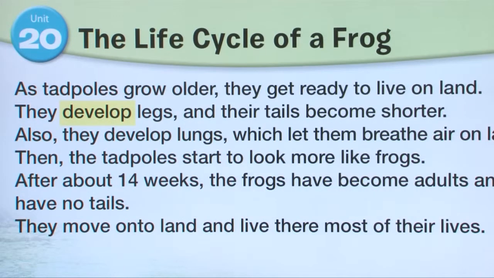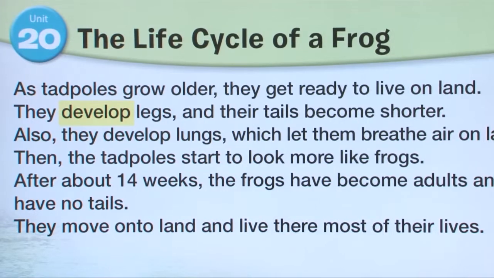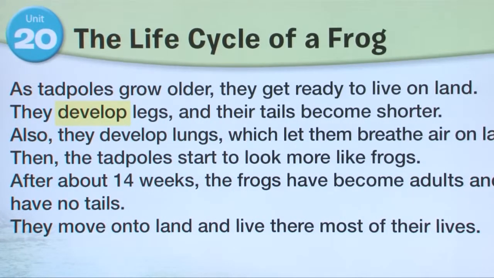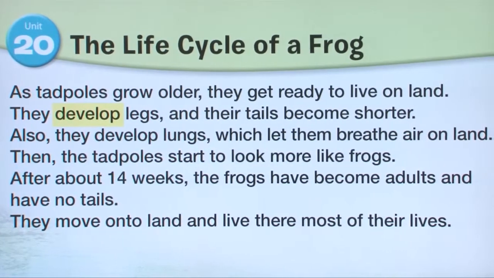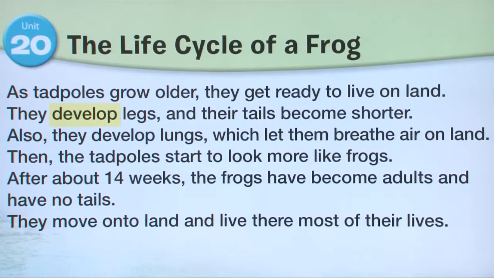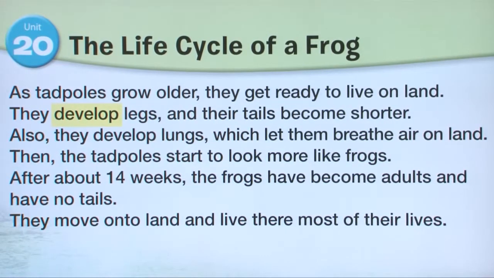As tadpoles grow older, they get ready to live on land. They develop legs, and their tails become shorter. Also, they develop lungs, which let them breathe air on land. Then, the tadpoles start to look more like frogs. After about 14 weeks, the frogs have become adults and have no tails. They move onto land and live there most of their lives.